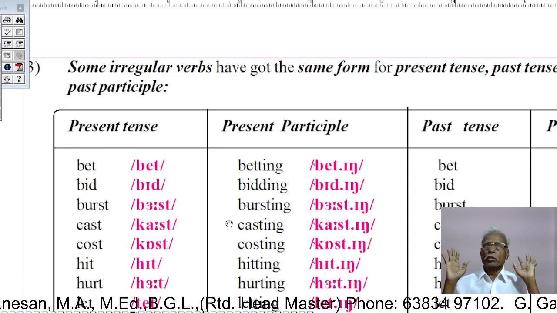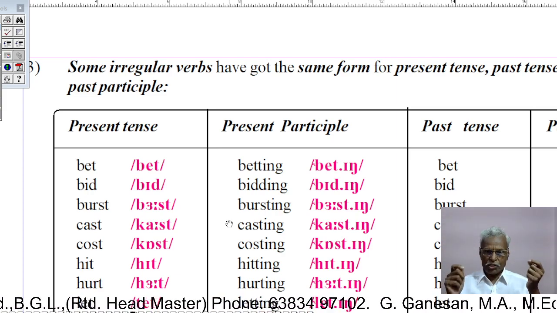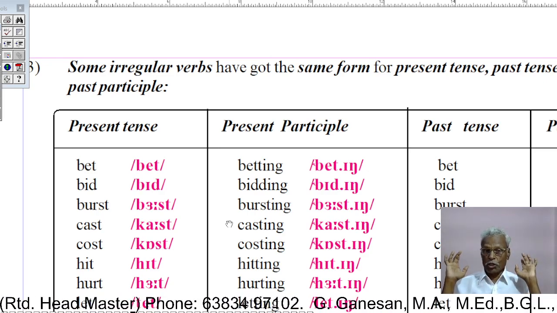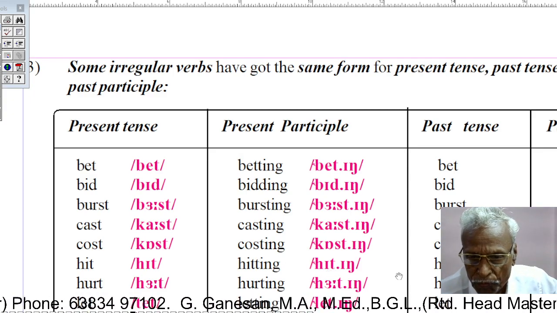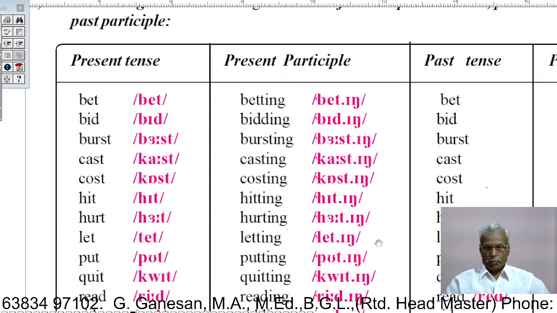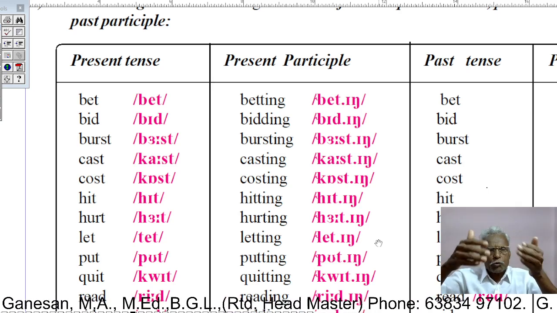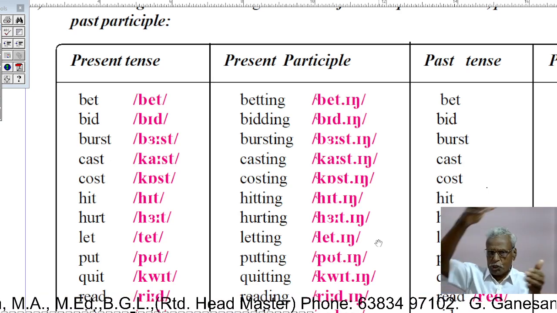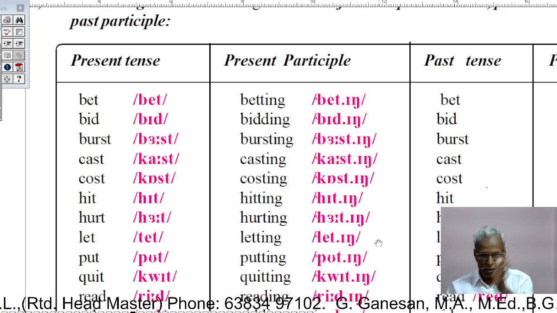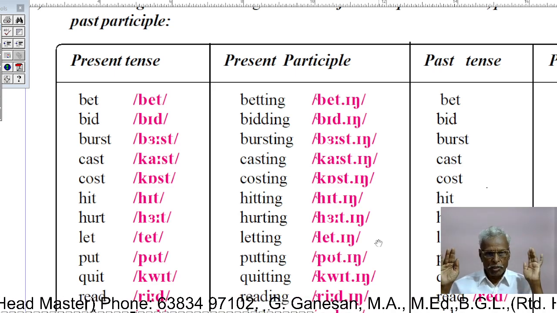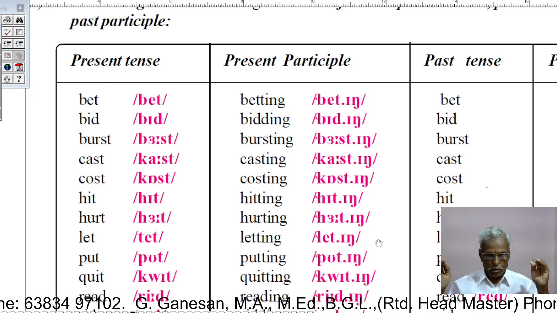The same spellings are followed, and also the same pronunciation, except one irregular verb that we will see. But these are the verbs having the same form for present tense, past tense, and past participle. Regarding the formation of present participle, we have to follow the rules described in regular verbs. Bet, bit, bet, bit, burst, cast, cost, hit, hurt, let, put, quit.